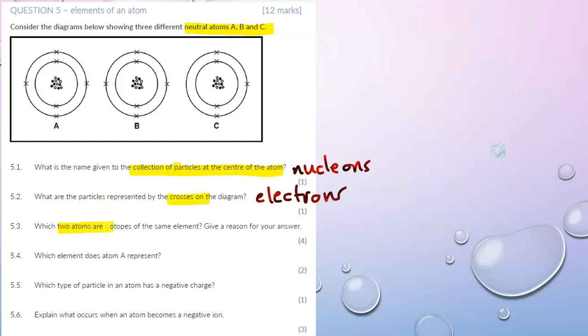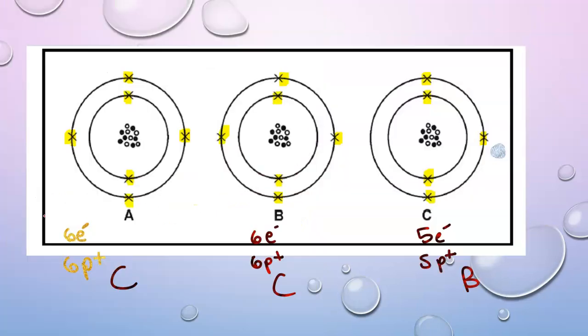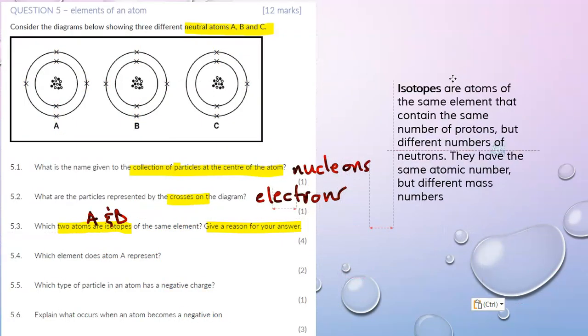Which 2 atoms are isotopes of the same element? Give a reason for your answer. Now, the 2 atoms that are isotopes of each other would be A and B. And we know it is A and B because they have the same number of protons. And then the reason that you will give there will just be the definition of an isotope.